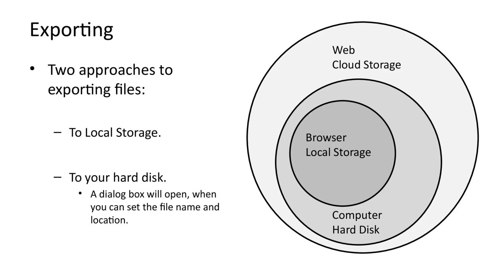When exporting files, you can export either to local storage or to the hard disk on your computer. In the latter case, a dialog box will open up asking you to set the file name and location. The files on your hard disk may of course be synced with an online repository such as Dropbox.